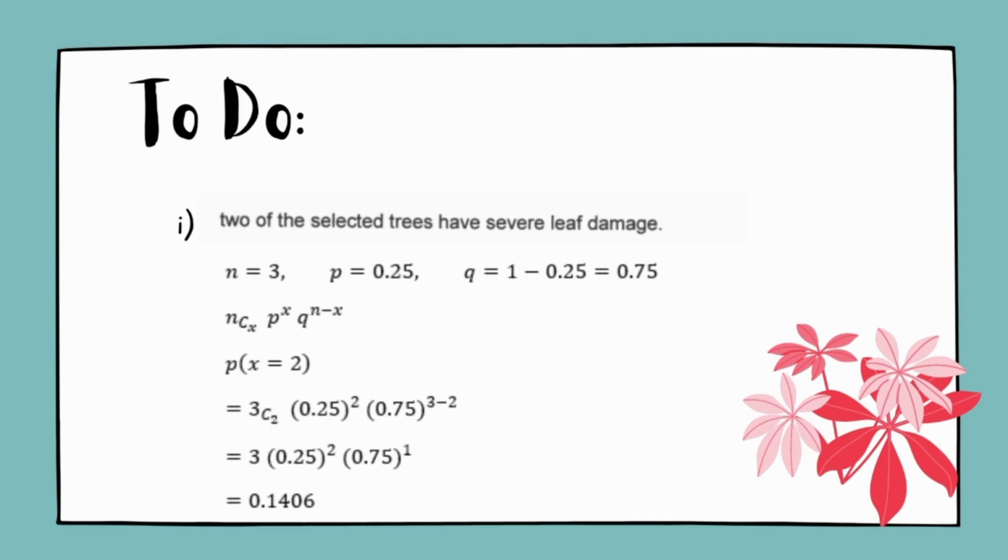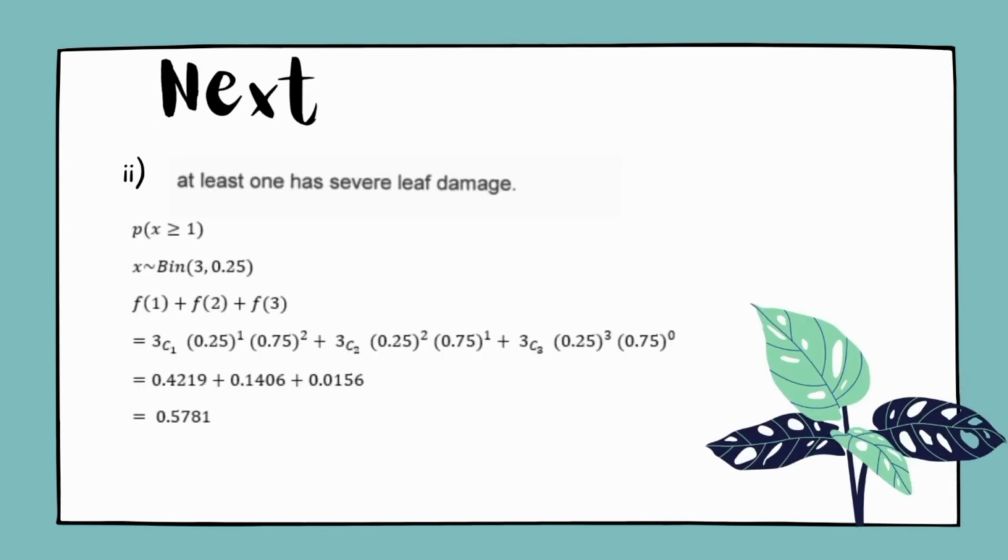For 3C2 we get 3, and 3 minus 2 we get 1. So we multiply 3 with 0.25 to the power of 2, and multiply with 0.75 to the power of 1. So for the final answer we get 0.1406.